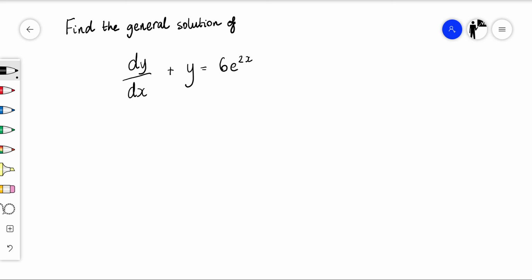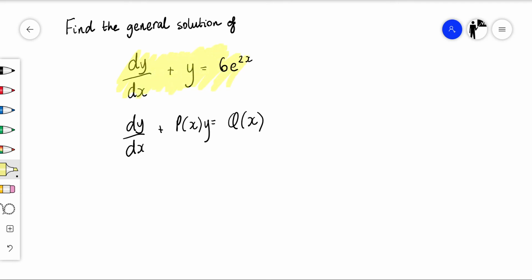Okay, we're now going to have a look at a few examples of how to solve first order differential equations. So here we want to find the general solution of dy by dx plus y is equal to 6e to the power 2x. And remember, the general form of this, we know to use this when our function is in this form here, p of x multiplying y, is equal to q of x. So we can see clearly that this expression is in this format here.